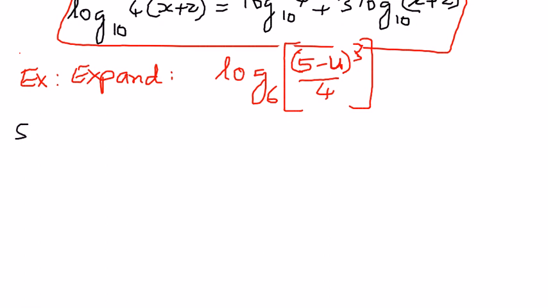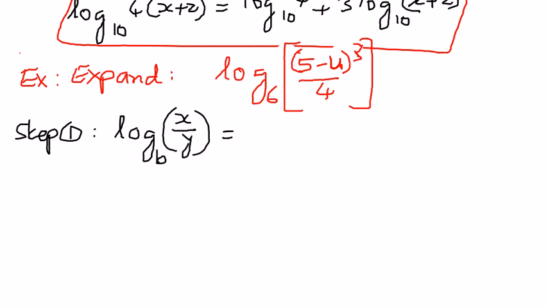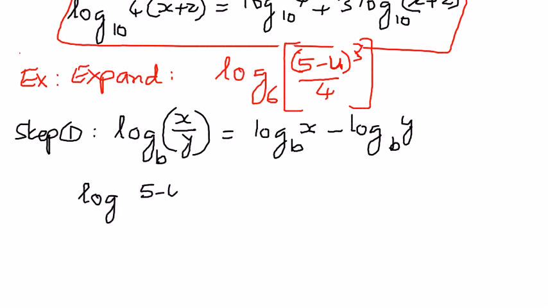Okay, so we will write this down in different steps. Step number 1, we'll first use the quotient rule. And what is the quotient rule telling us? The quotient rule is telling us that if we have log of x over y to the base b, we can write this as log x to the base b minus log y to the base b. So the expression we have here is log of (5 minus u) to the power of 3 divided by 4, and all of this is to the base 6. So we can expand this one out as follows.